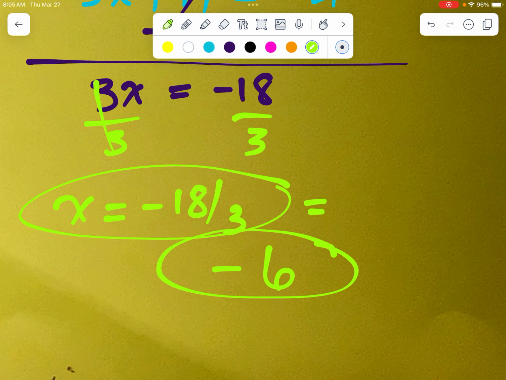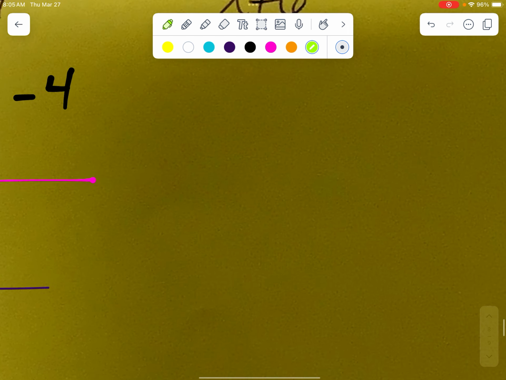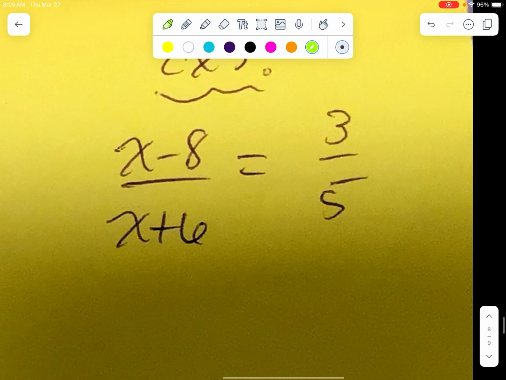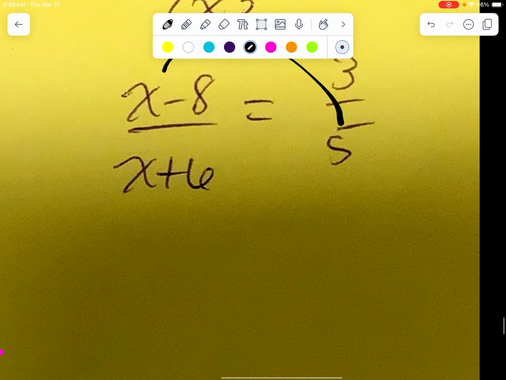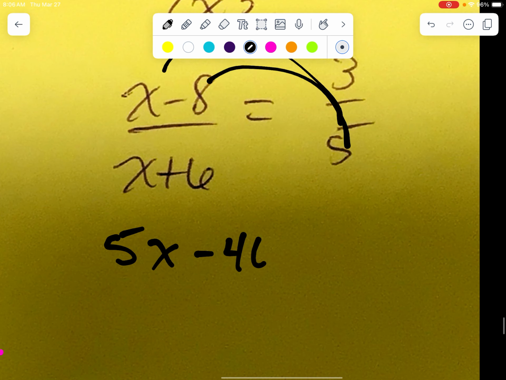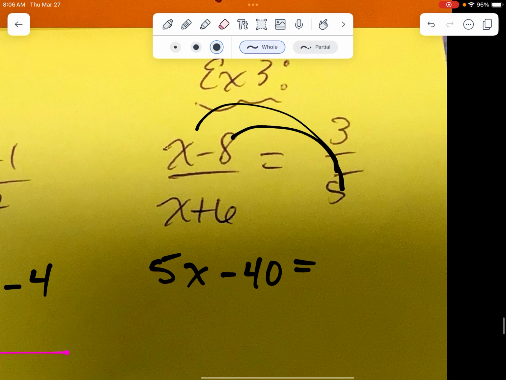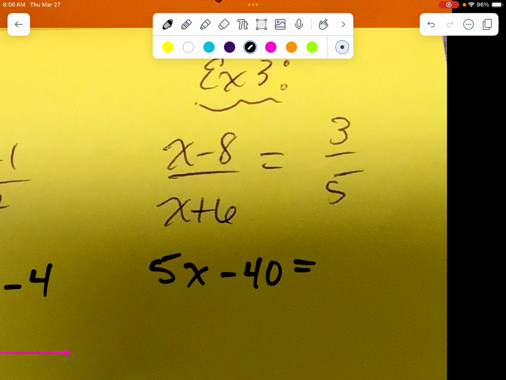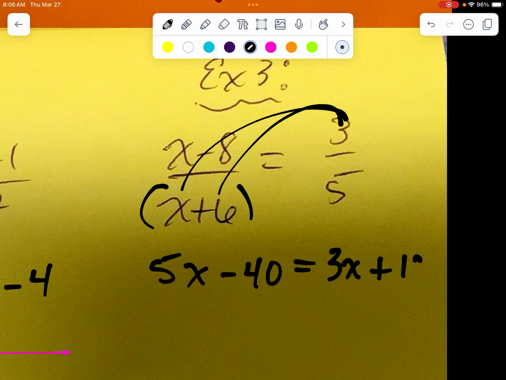All right, let's look at our last example here. Doesn't matter who you start with. I will just do 5 times the x minus 8. 5 times x is 5x. 5 times negative 8 is negative 40. Now we are ready to cross multiply or cross distribute the 3. The 3 times x is 3x. The 3 times 6 is positive 18.